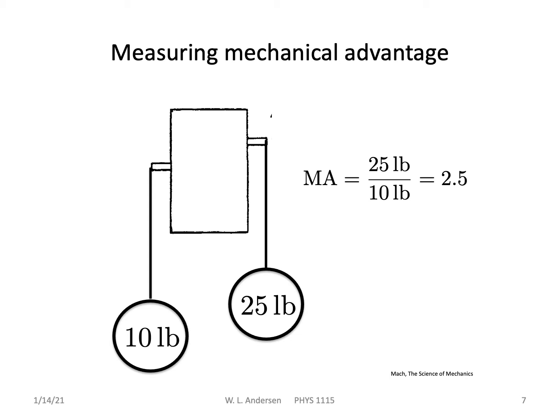Now you could exert an upward force of 25 pounds by pulling down with 10 pounds of force on the left. But a useful way of thinking about determining mechanical advantage is to actually seek a situation like this in which the simple machine is in equilibrium.